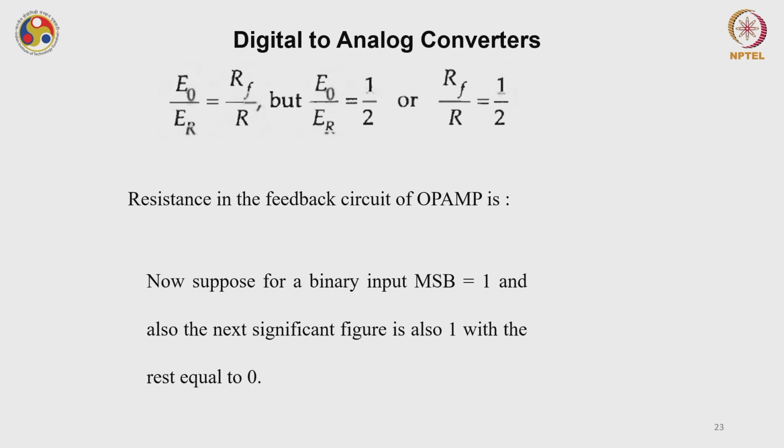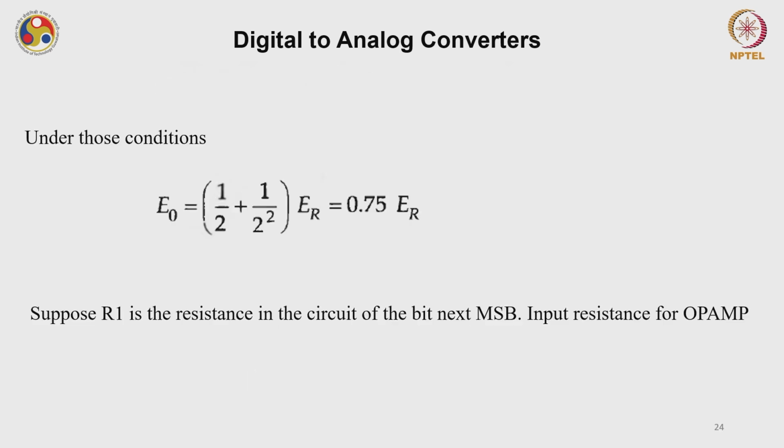Now suppose for a binary input the MSB is equal to 1, and the next significant bit is also 1 with the rest equal to 0. Under that condition, E0 will be equal to 1 by 2 plus another 1 by 2 into 1 by 2, or 1 by 2 plus 1 by 2 square, into ER. In that case, E0 will be equal to 1 by 2 plus 1 by 4, or 0.75 into ER. Now suppose R1 is the resistance in the circuit of the next MSB bit.